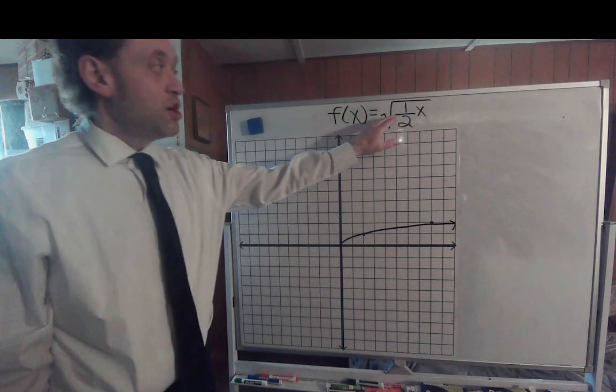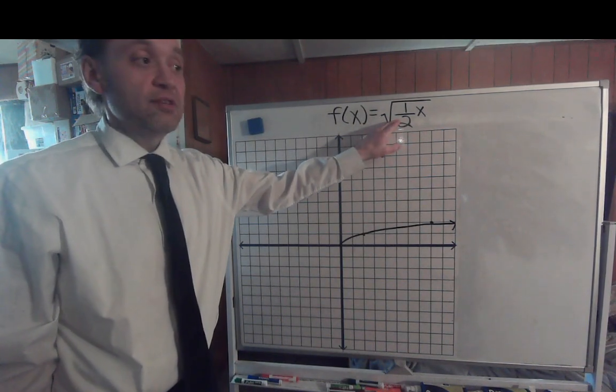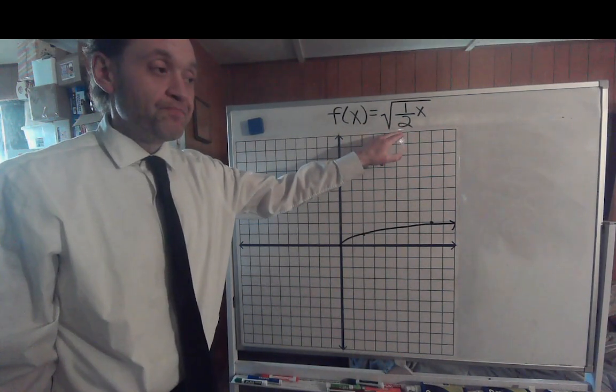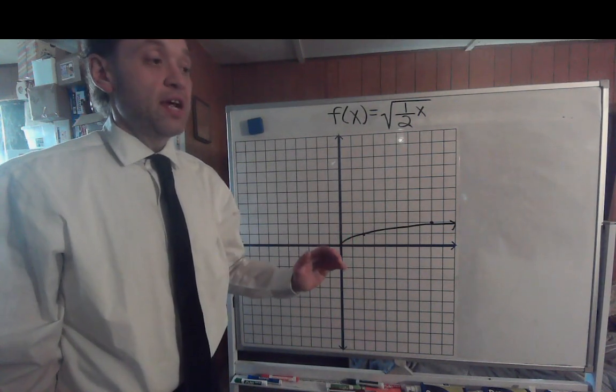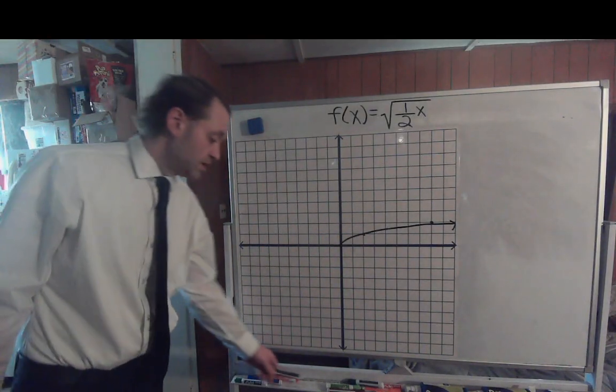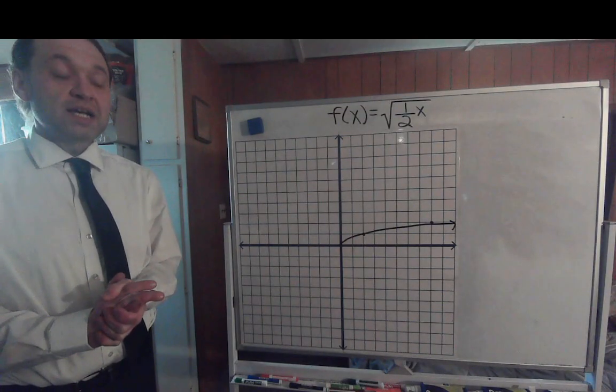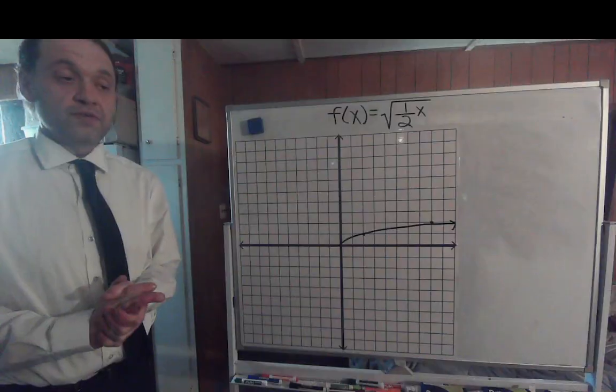So if you have a coefficient inside of the square root, and it's greater than 0 but less than 1, that denotes a horizontal stretch, which is a vertical shrink at the same time. So that's it for graphing the square root function. Next lesson we'll graph the cube root function.